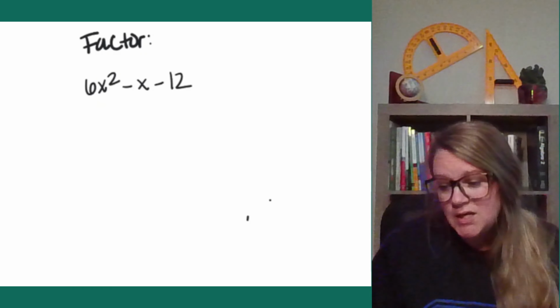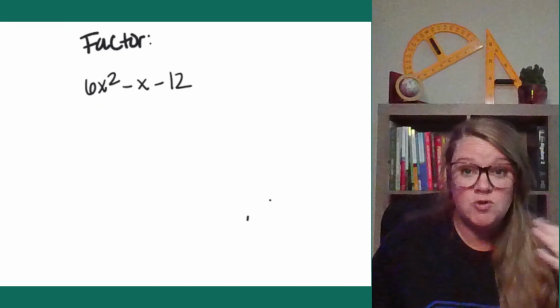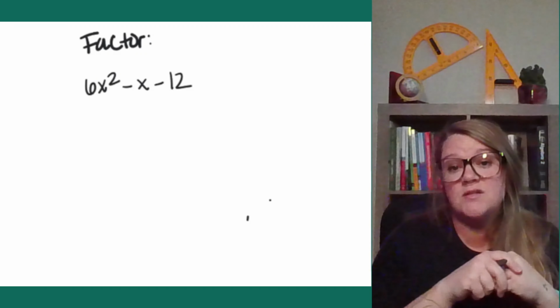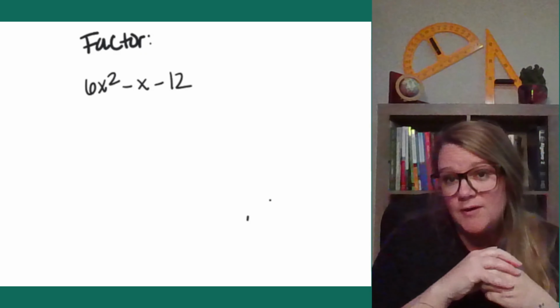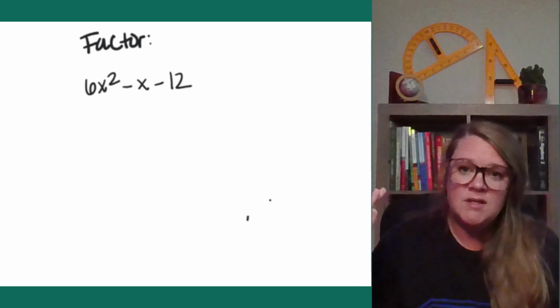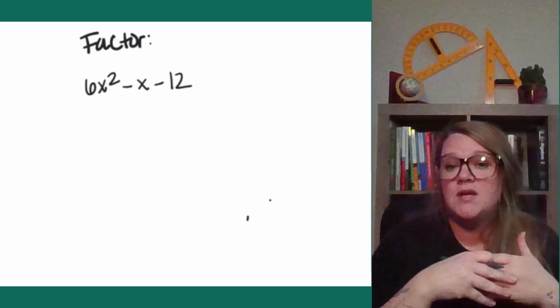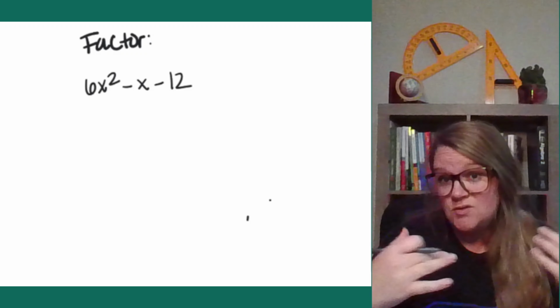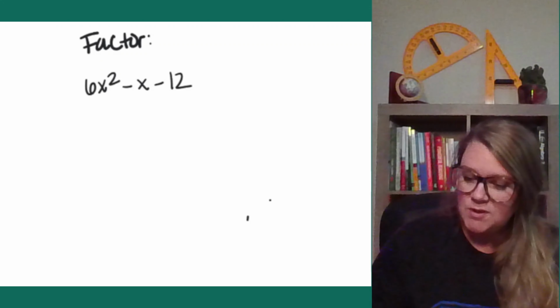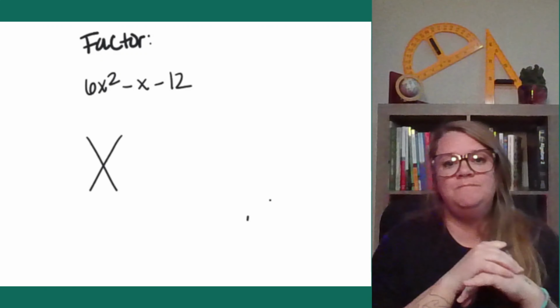And this method has the same end product. We're trying to still get those two parentheses. It's just a different way of going about it, okay? So this method is called the Xbox method. And if you would guess, it starts with an X. So that's what we're going to start with. We're going to have an X.